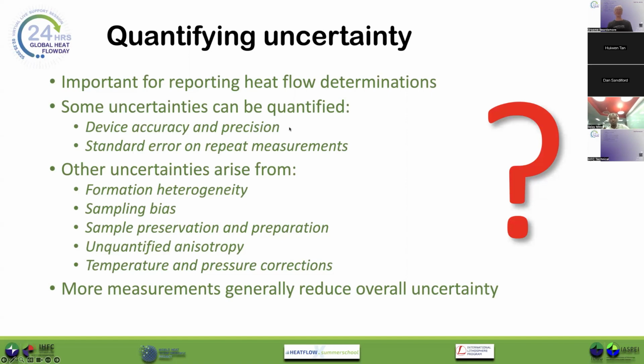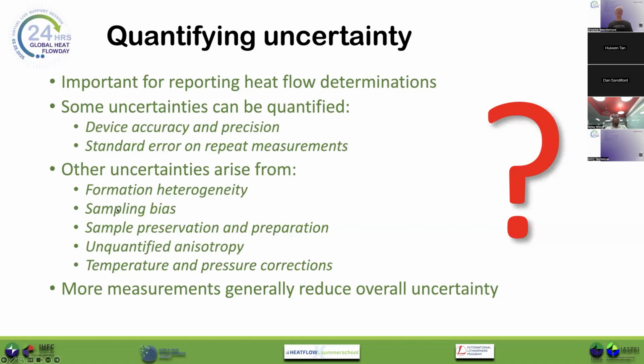Instrument precision and accuracy are typically stated by the instrument manufacturer. But then there are other things that are less easy to quantify and are far more subjective, like the heterogeneity of the formation. If we're collecting a finite number of samples and measuring thermal conductivity, but the formation itself is highly heterogeneous, then what uncertainty comes from that heterogeneity? Just how representative were our samples?